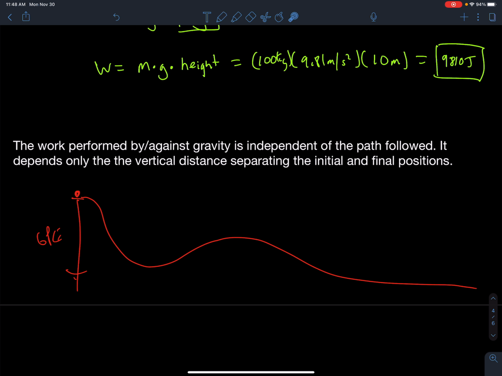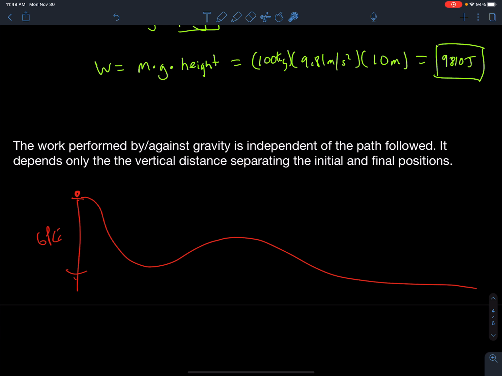Okay, now the total amount of energy, when I get over here, the total amount of energy that will be converted into, let's say, kinetic energy will be the same as if I just fell straight down. It doesn't matter the path, okay? Assuming there's no friction on that ramp.